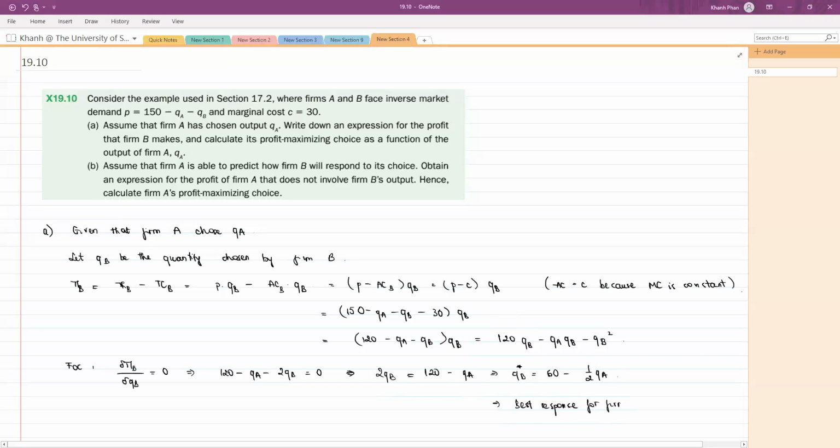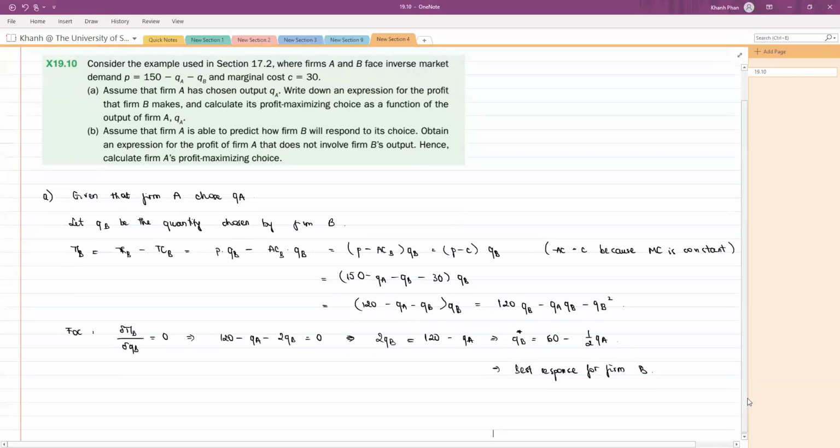Okay, for firm B. Whatever firm A is choosing, which is QA over here, this is how much firm B is going to choose in order to maximize firm B's profit.